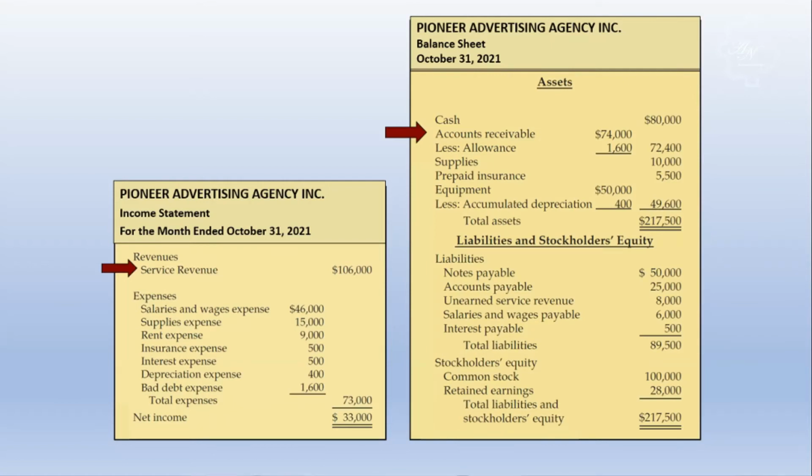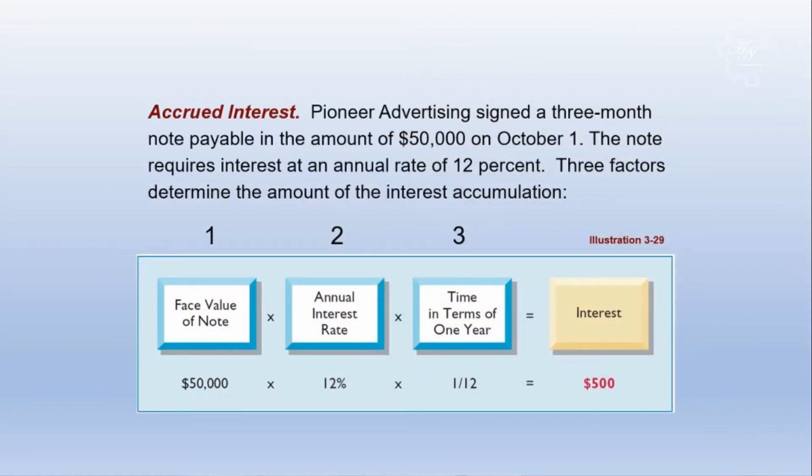For accrued interest, let's see this example. Pioneer Advertising signed a 3-month note payable in the amount of $50,000 on October 1. The note requires interest at an annual rate of 12%. Three factors determine the amount of the interest accumulation. We have face value, $50,000, annual interest rate, 12%, and time, in terms of 1 year, it's 1 month, 1 divided by 12. So the interest is $500.